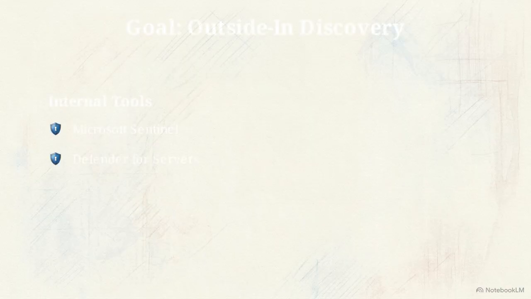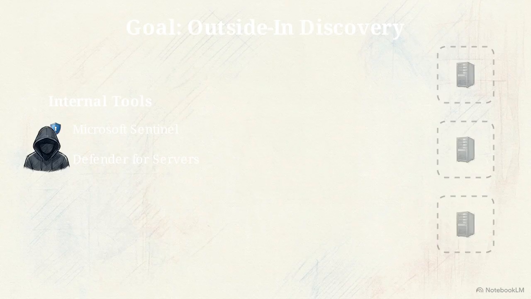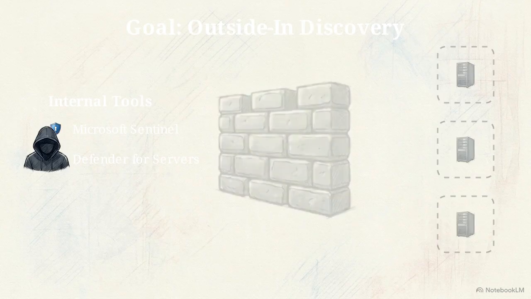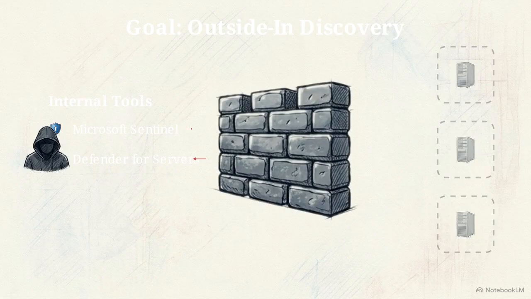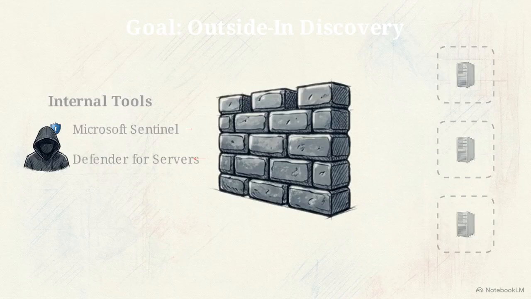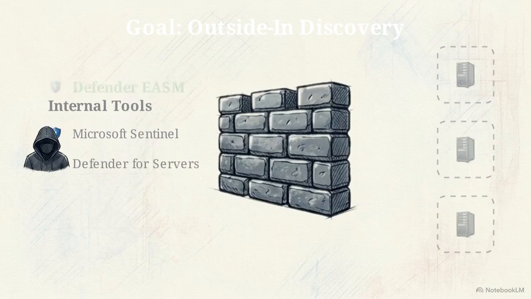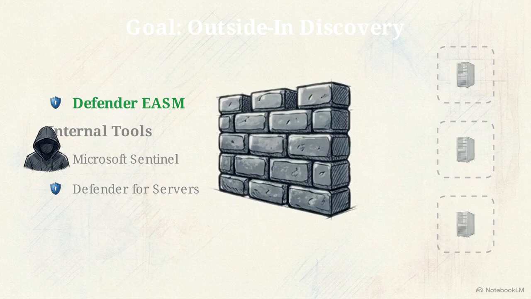Let's look at this list of tools. The goal here is outside-in discovery. We need to find unknown subdomains and exposed services exactly as an attacker would see them. Microsoft Sentinel and Defender for servers are powerful, but they require agents or logs from workloads you already know about. They are completely blind to assets you've forgotten to track.